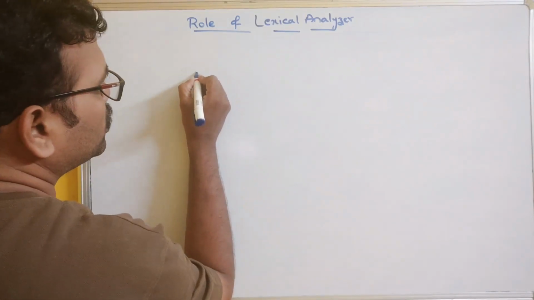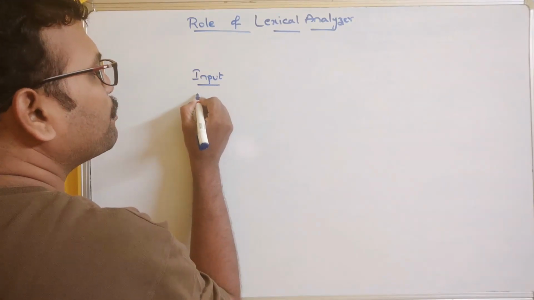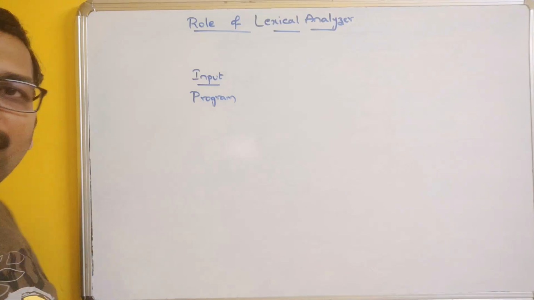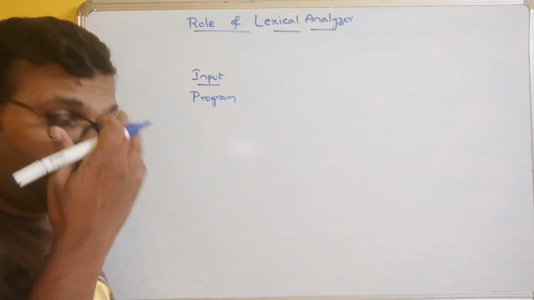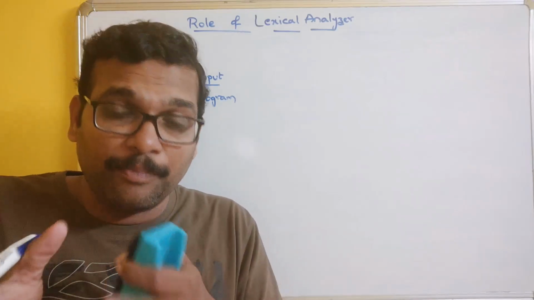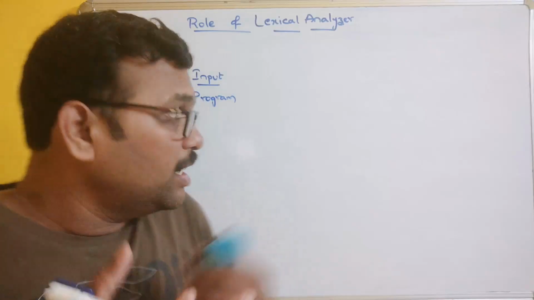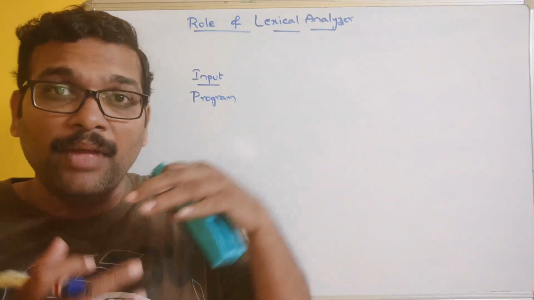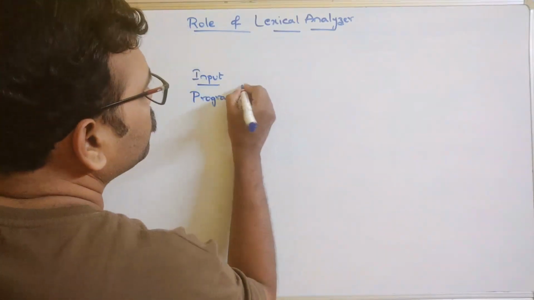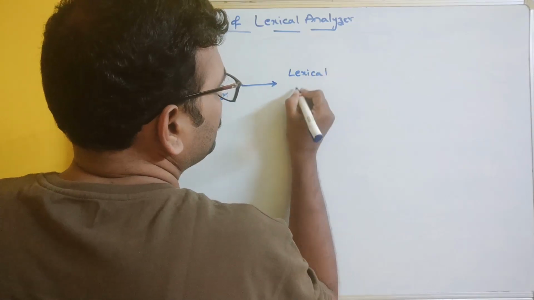The input for the lexical analyzer is the program. It's a program written in a high level language, right? We know the main aim of a compiler is to convert the high level language to the machine level language. So obviously the input will be the program, and that will be given to the lexical analyzer, which is the first phase of a compiler.